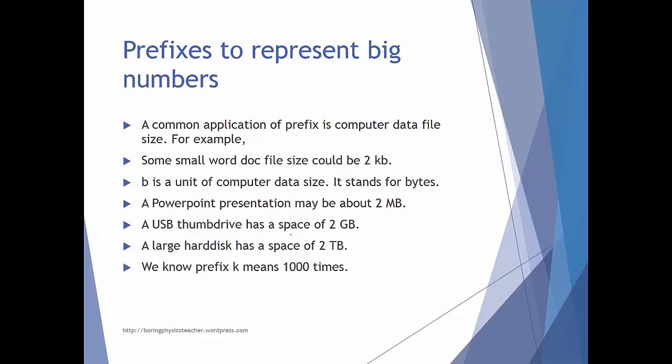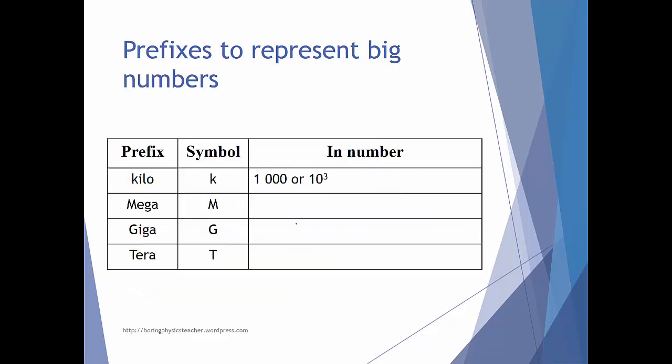We all now know that K means 1,000 times. So what do M, G, and T mean? Below is a table. We've gone through K, which is kilo. You find that M stands for mega, G stands for giga, and T stands for tera. So what does each of them represent?